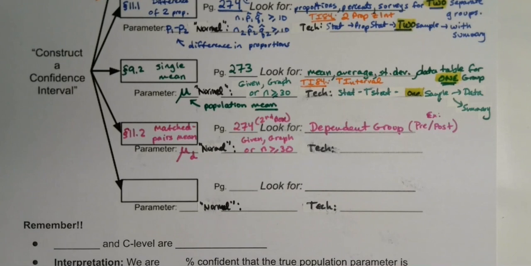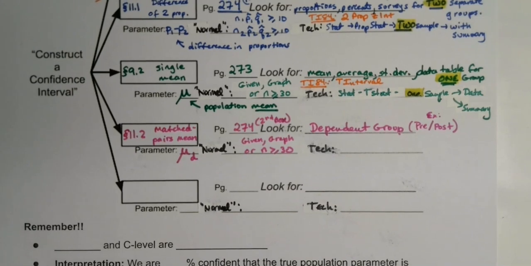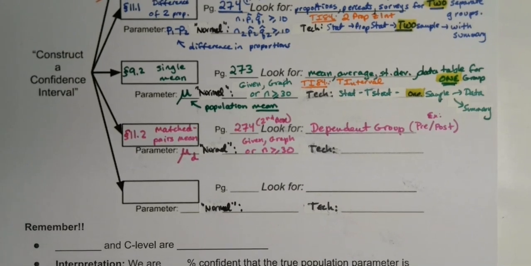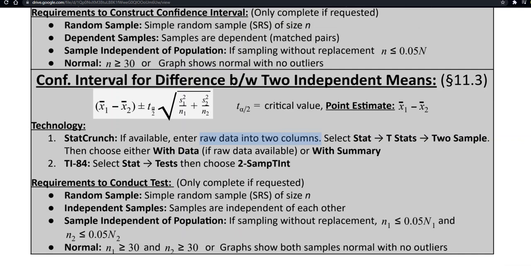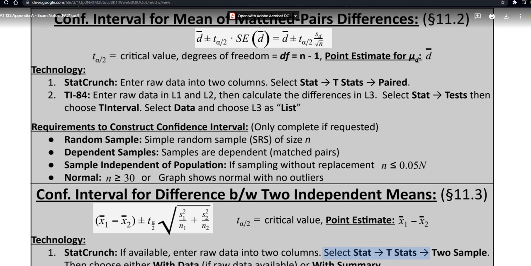Now for technology, again, it's right there on the page, but you can see it. So let me bring it up. It says it right here. So you enter the raw data into 2 columns, and then you do stat, t-stat, to sample. Oh, I don't think that's right. I think that's a typo. Oh, I'm looking at the wrong one.